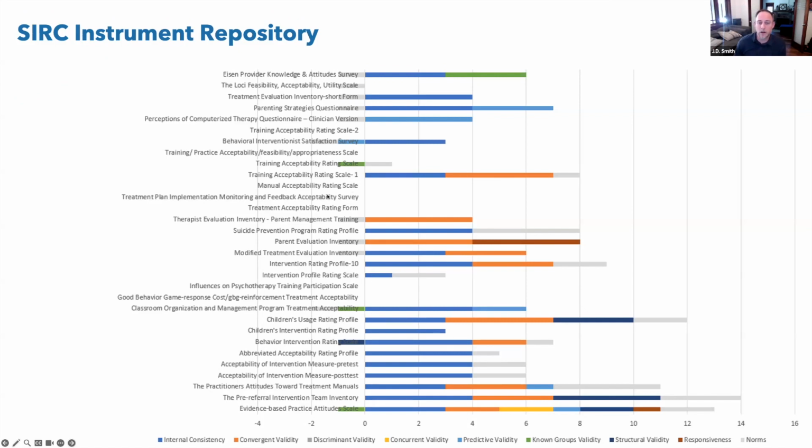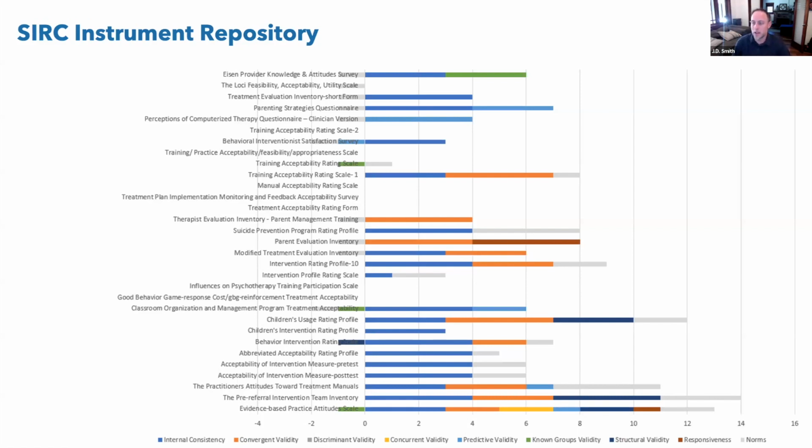And you can see there are some, so the treatment acceptability rating form actually has none of this material reported. The paper that they identified did not report any of this validity data, nor internal consistency, which is a little bit strange. But you can see this is, again, exhaustive. This is a presentation of every single measure that was identified, all of the characteristics that got measured or rated, and that was available in the literature.